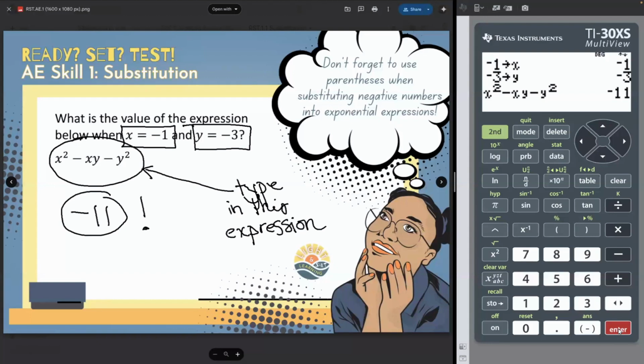And honestly, if you learn that calculator skill of doing substitution in your calculator, there's so many GED style examples that you can use with just the formula sheet and a little bit of substitution and this gorgeous calculator.